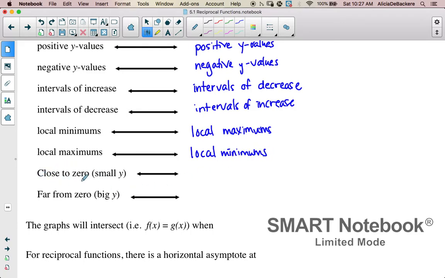All right, and then we talked really quickly about what happens when I have a really small y value, when it's really, really close to 0. Well, then when I take the reciprocal, it's going to be very far from 0. Some big y values. And those usually end up being close to our vertical asymptotes. And when I start really far from 0, what I end up with is being really close to 0. And this means that I'm going to be really close to my horizontal asymptote.